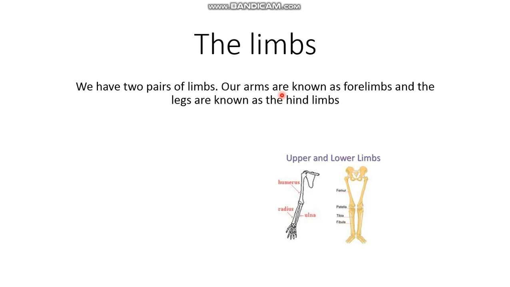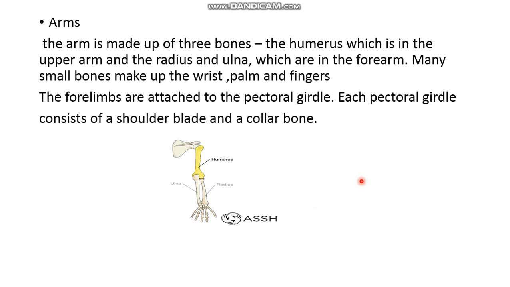Our arms are known as forelimbs, and the legs are known as hind limbs. Okay, students, arms. The arm is made up of three bones: one, two, three. The humerus, which is in the upper arm, and the radius and the ulna, which are in the forearm.